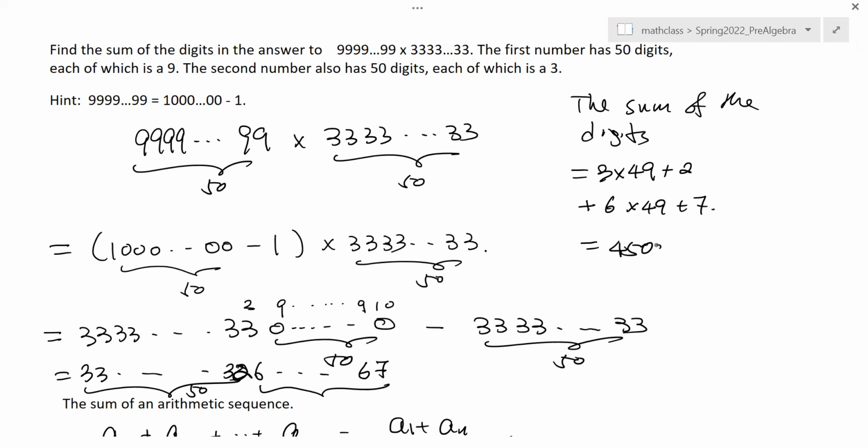It's not 447, it's 450. You can also do it this way. As long as it's computed, it's 9 times 49 plus 2 plus 7 is 9, right? So you add them together, it's 9 times 50. So that's why it's 450. Okay, that's another way to do it.